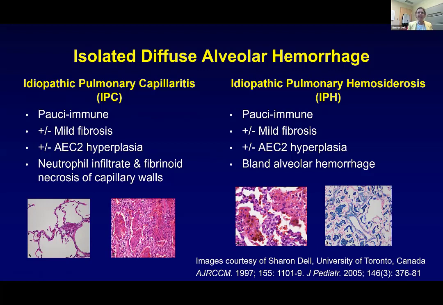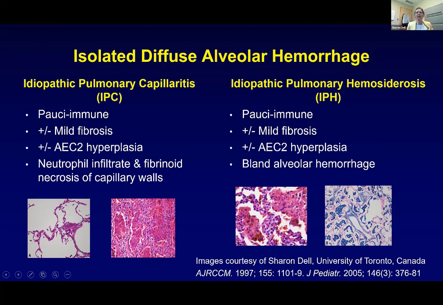So classically in pediatric pulmonary, we have divided isolated diffuse alveolar hemorrhage into autoimmune mediated, which is idiopathic pulmonary capillaritis, and then whatever you want to call it, idiopathic pulmonary hemosiderosis. And so IPC is where we see evidence of a capillaritis with a neutrophil infiltrate and fibrinoid necrosis of the capillary walls, or we have a positive ANCA antibody, and then we're happy to call it pulmonary capillaritis.